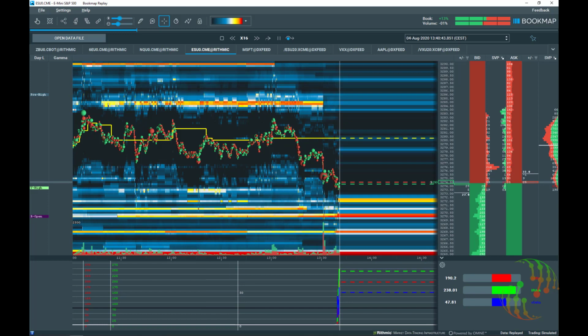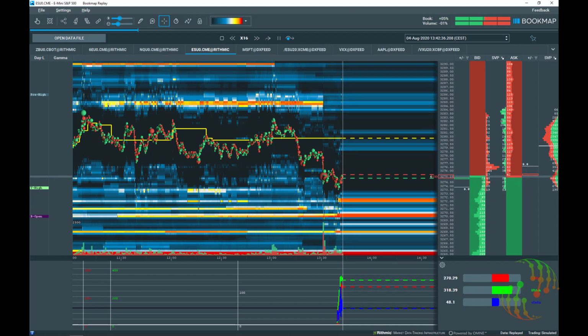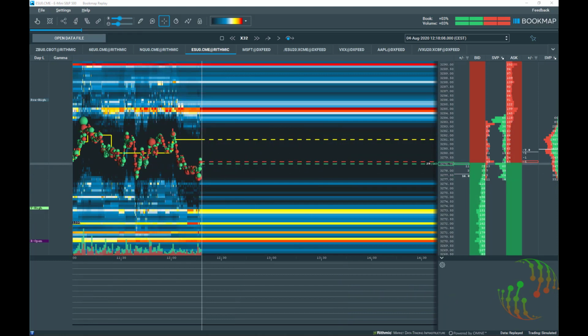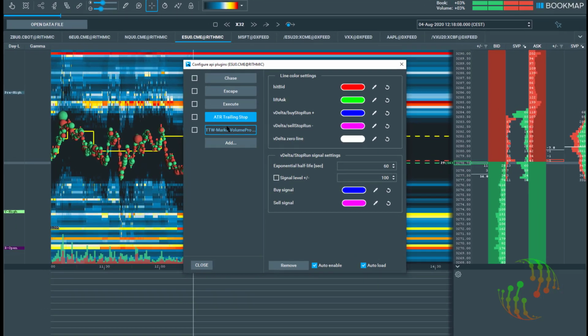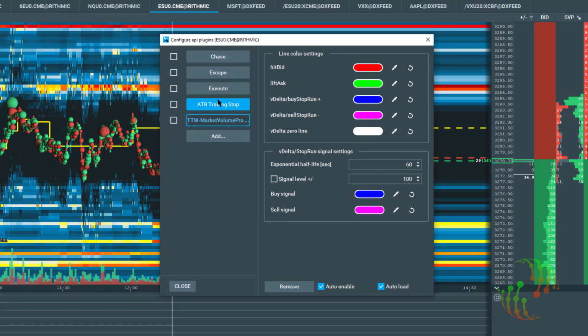The very first time you load TTW-MarketVolumePro, you must restart Bookmap to give the add-on the chance to connect to Bookmap's license server. Okay, let's have a brief function overview by opening the API plugins and clicking on the indicator or add-on. The settings section gives you the possibility to adjust to your individual and preferred color settings, as well as the volume decay time and the signal levels.